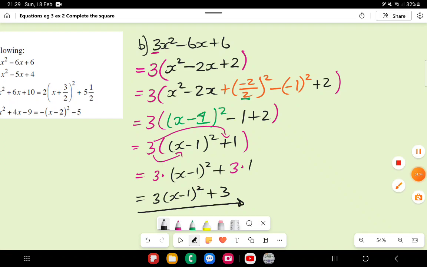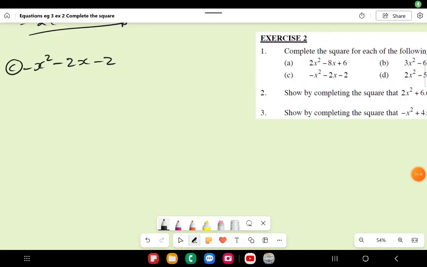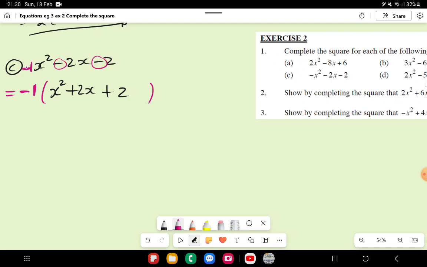Let's do C. Okay, so question C. All right, now the coefficient for x squared here is negative 1, and that's what we're going to take out. So we're going to take out negative 1. That means that all the signs must change. So in my bracket, I have x squared plus 2x plus 2, because this minus that I took out changes that sign and technically that sign. So everything becomes positive.